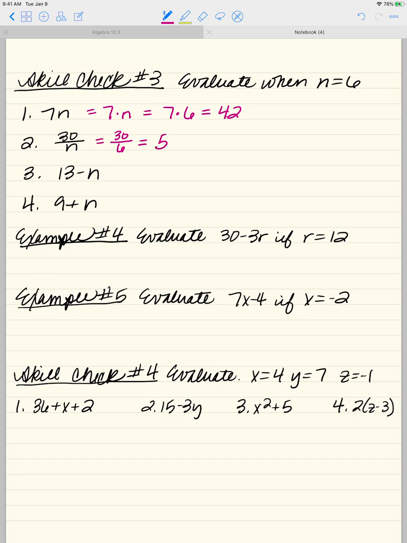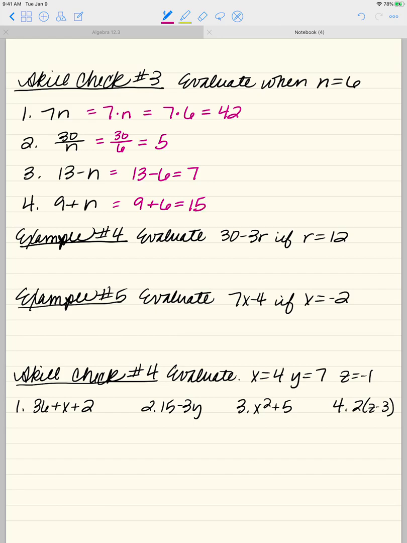Number 3, 13 minus n. Replace the n with 6. 13 minus 6 is equal to 7. Number 4, 9 plus n. Substitute that 6 for n. 9 plus 6 is 15.